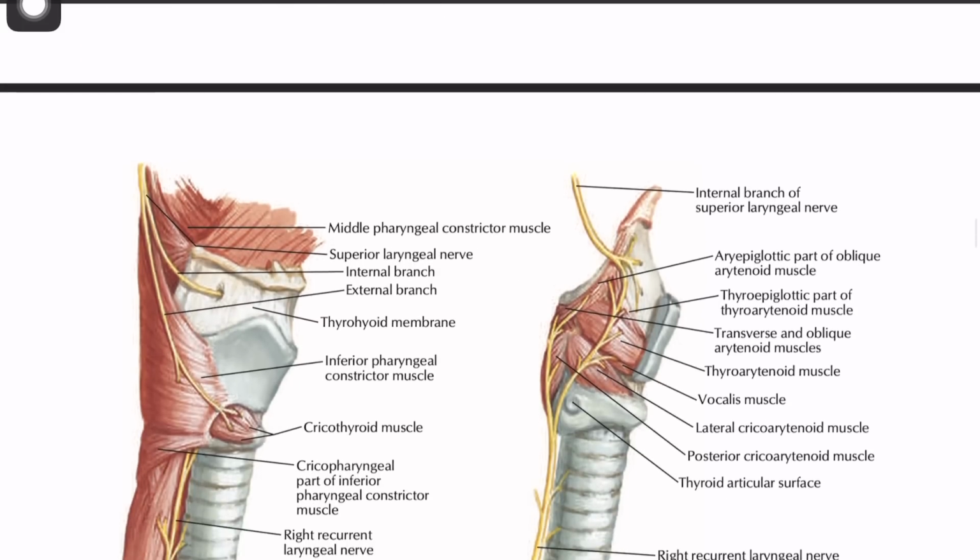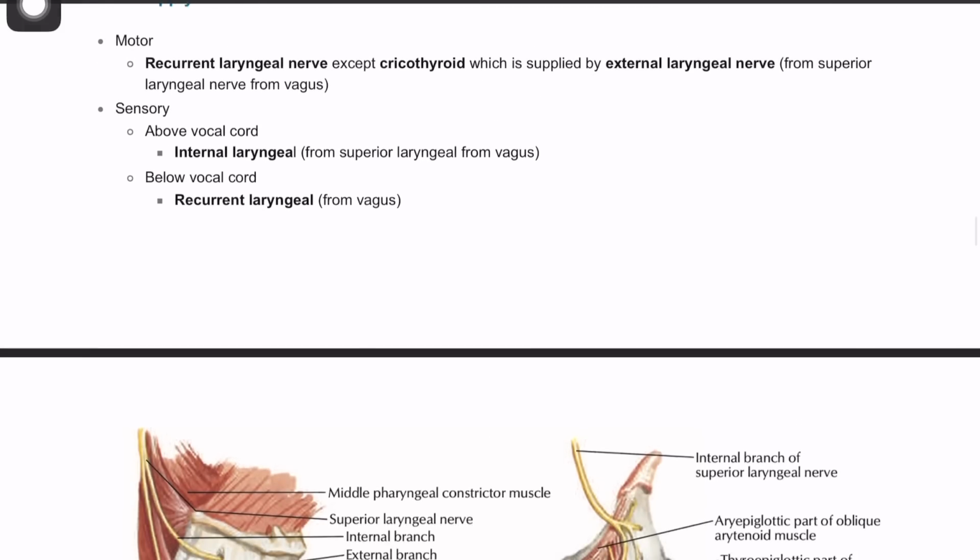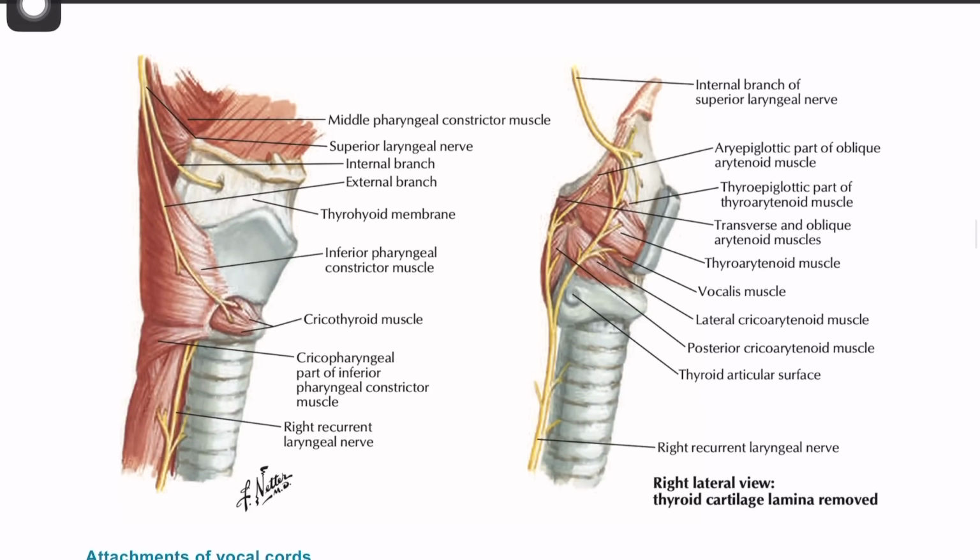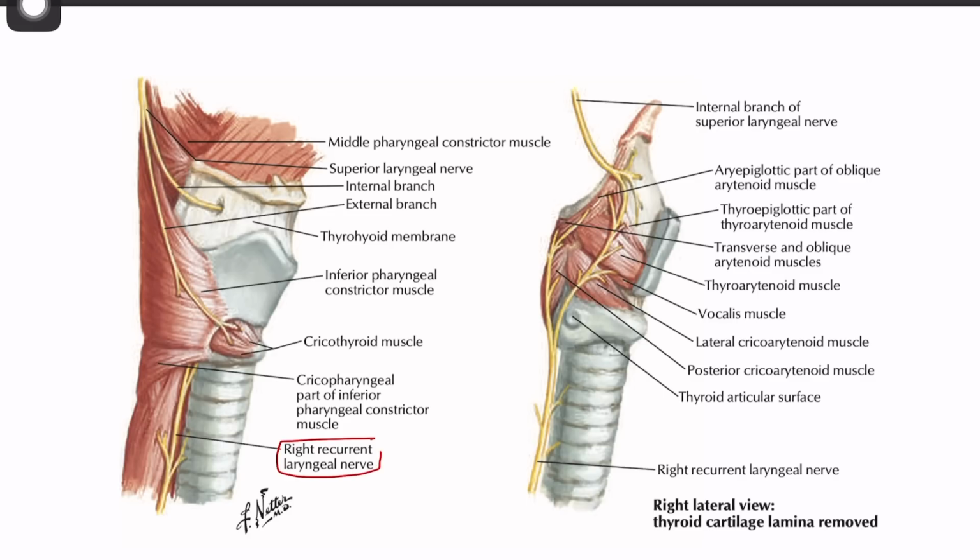Okay, so we're just going to skip for a bit now. So again, we can cover in detail the nerve supply. Remember, the recurrent laryngeal nerve is right there, and it goes all the way up from the vagus on both sides, and it supplies basically all the muscles of the larynx except the cricothyroid muscle, which is supplied by the external laryngeal nerve. Okay, and it also supplies the sensation below the vocal cord.